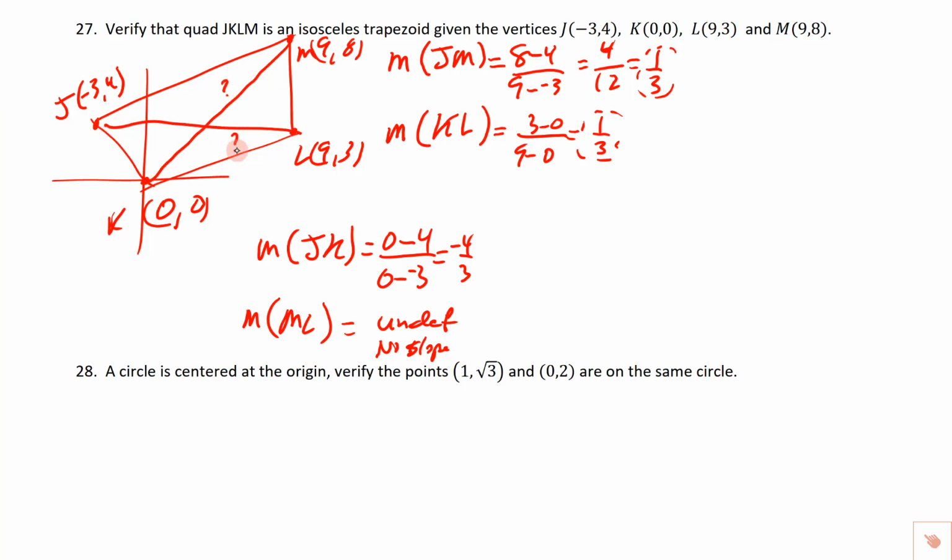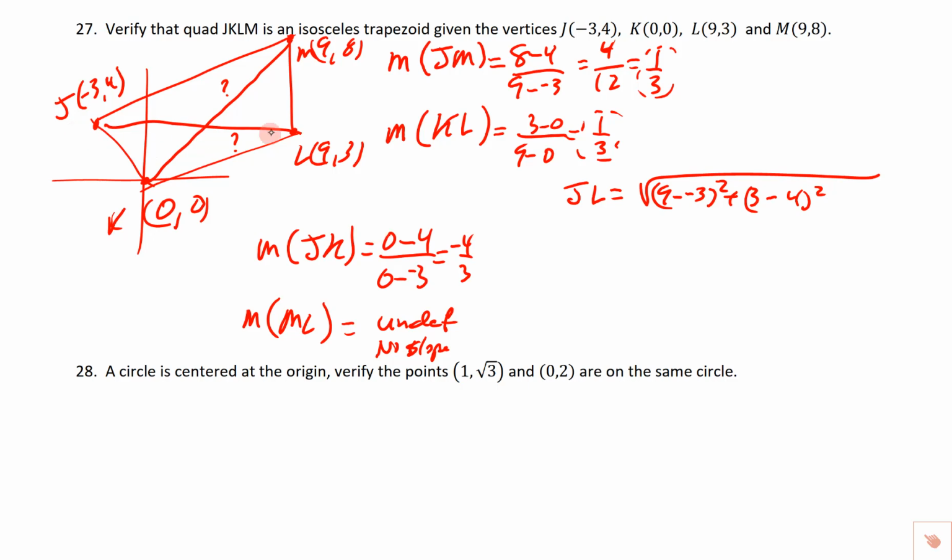So what's the length of each one of those? What we're going to do is find the distance from J to L. So I'm going to do JL here. That's going to be a big square root, and I'm just going to do x2 minus x1. That's going to be 9 minus 3, quantity squared, y2 minus y1, so that's going to be 3 minus 4, and we'll square that.